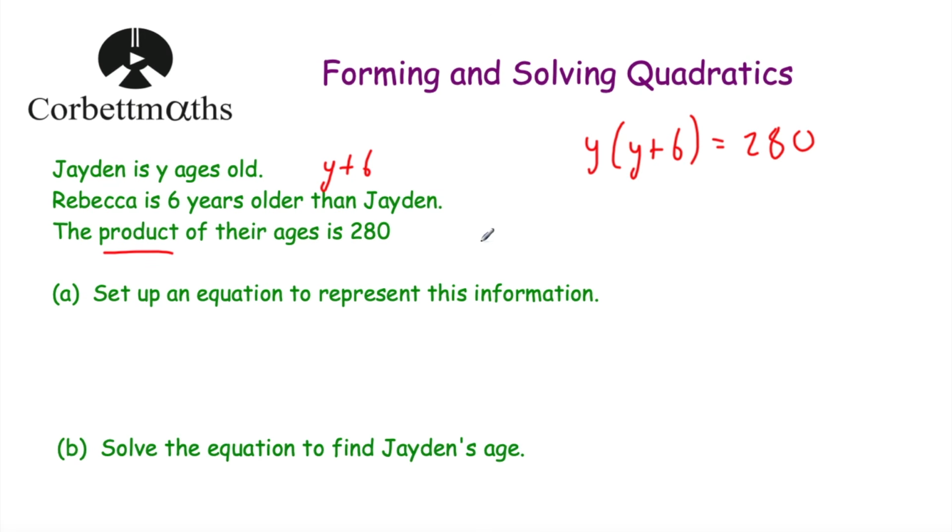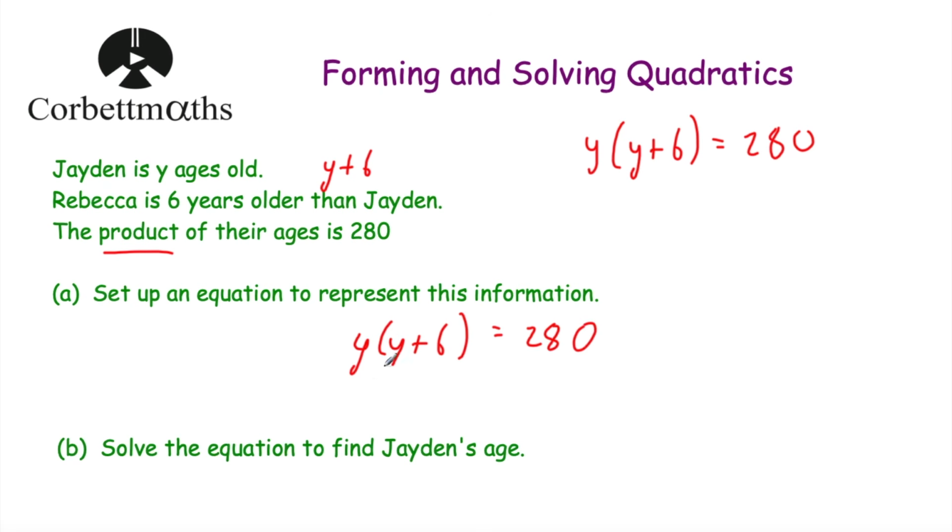And that's it, because in the question we're asked to set up an equation to represent this information, and that's what we've done. Now sometimes in the question it asks you to get it in a particular form, so it may have it in the form of ax squared plus bx plus c equals 0 or something like that, but in this case it just said set up an equation to represent this information. Okay, so that's part A done. So the equation is y bracket y plus 6 close brackets equals 280.